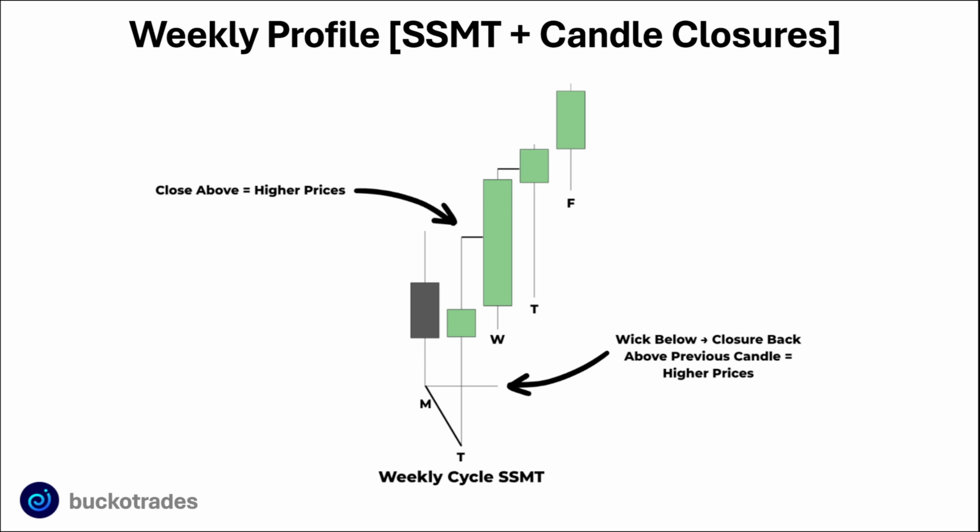We can then of course expect Wednesday to deliver to the upside. And then what do we expect on Wednesday? Well, if it closes above Tuesday's high, the wick, which you can see it does in this example, then what can we expect Thursday to do? Bullish again. If Thursday closes above Wednesday's high, what can we expect Friday to do? Again, bullish, okay? So closure above equals higher prices, wick below plus closure above equals higher prices, okay?